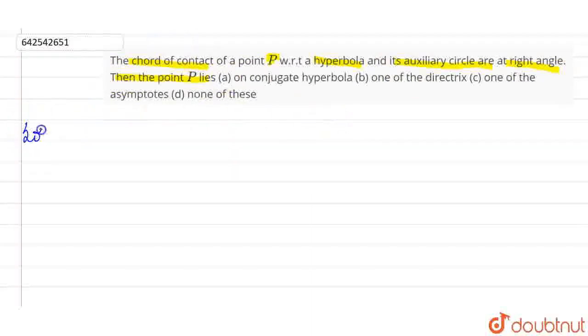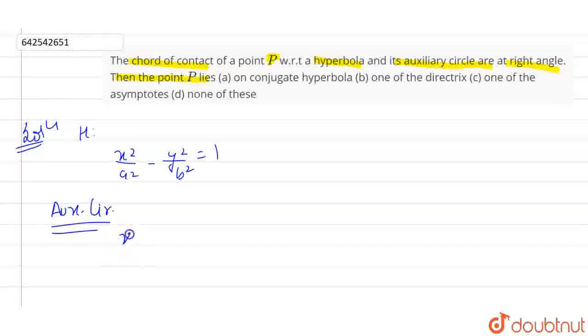Okay, so what is given to us in the question is the equation of the hyperbola. We know that it is x square by a square minus y square by b square equals 1. From this, the equation of the auxiliary circle will come out as x square plus y square equals a square, not y square, this should be a square minus b square.